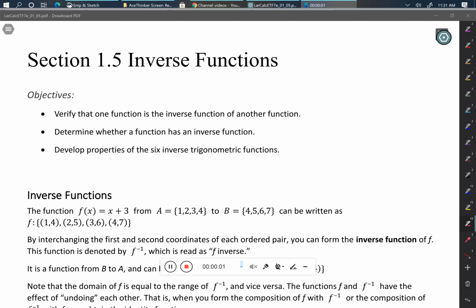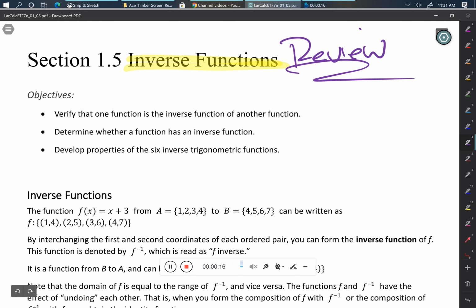Right, welcome to session 1.5. The title of session 1.5 is inverse functions. So in this session, we're going to take a little in-depth look at inverse functions. But remember, again, this is a review, so we will be moving kind of quickly.